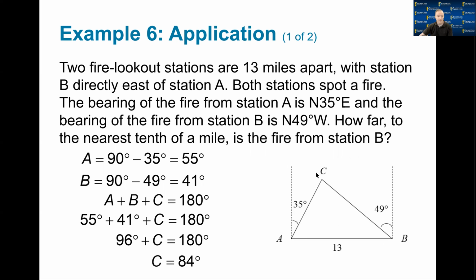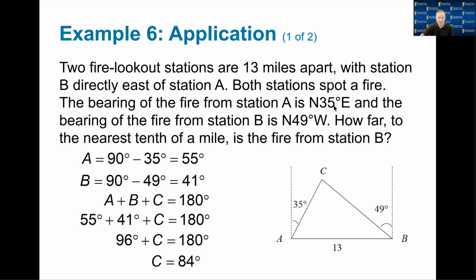And it says the bearing of the fire from station A is 35 degrees east of north. So this fire, which is up here at point C, is located 35 degrees east of north. I can label this right here as 35, which also means that this angle right here inside the triangle has to be 90 minus 35. That's going to be a 55-degree angle right inside there. You can see I labeled angle A as 55.